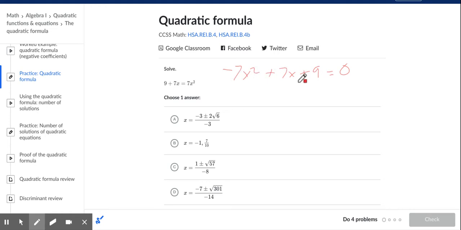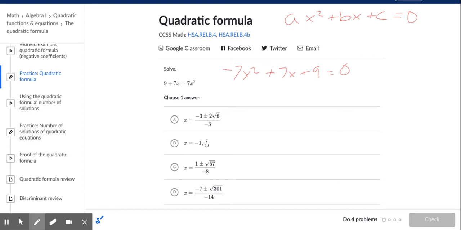So this order is going to be really important for the quadratic formula. Just like when we're doing factoring, this is going to be A, this is going to be B, and this is going to be C. And that's going to be really important for the quadratic formula. So the standard form of a quadratic equation is ax squared plus bx plus c, and this is going to have to equal 0.